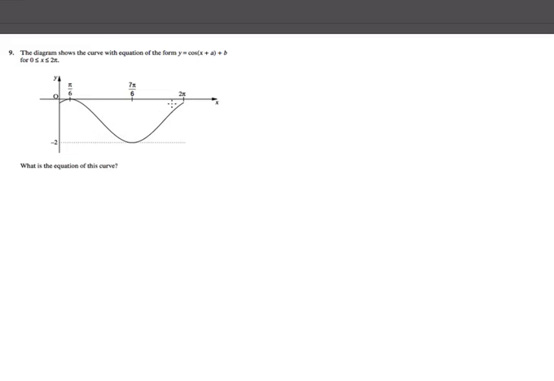It certainly looks like a cosine curve, but it's shifted a wee bit to the right and it's shifted down. I think we should have a wee look at the cosine graph and do some playing around with the graph first before we try and answer this question.